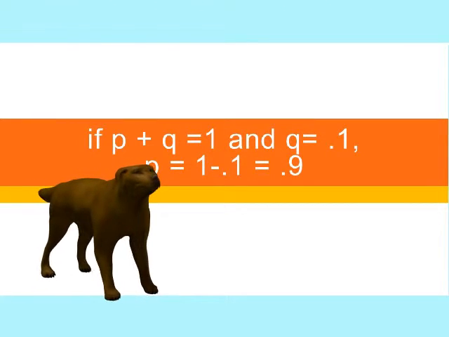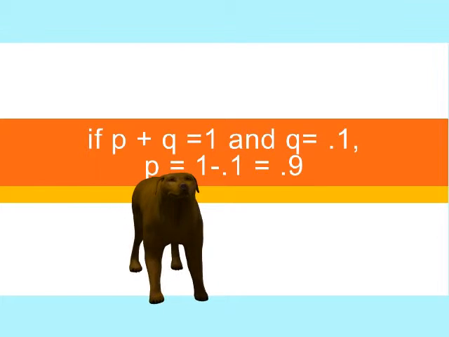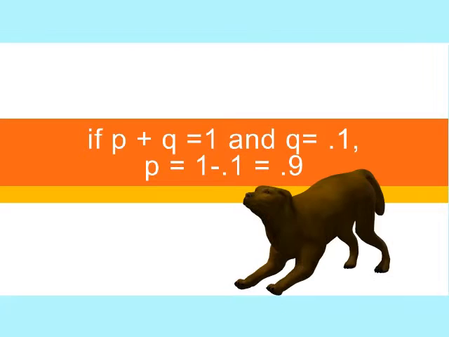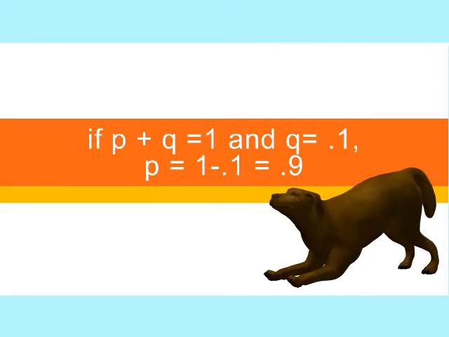Since P plus Q equals 1, or 100% of the alleles of a population, when Q equals 0.1, the frequency of the P allele is 0.9.